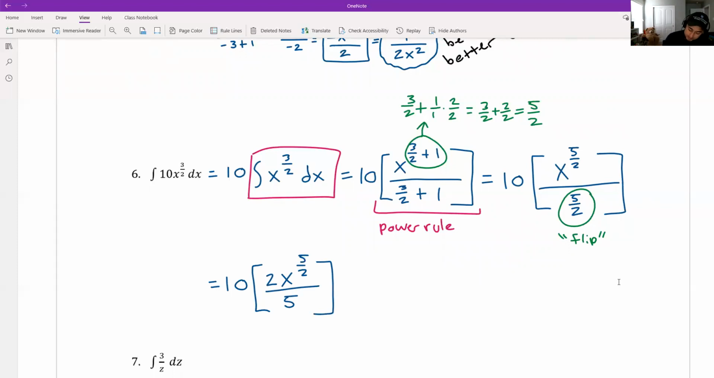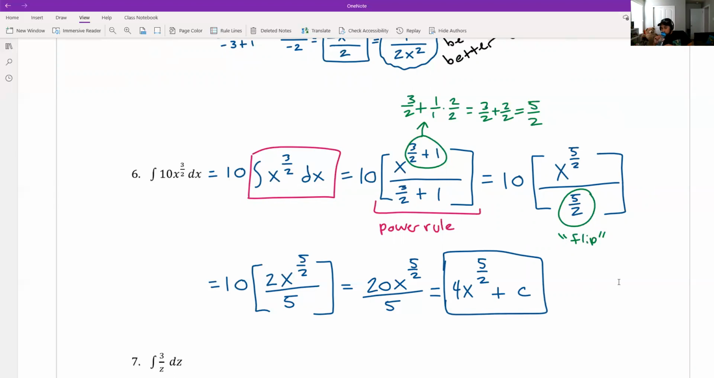Okay. Multiply the 10 in there. You get 20x to the 5 halves over 5. But 20 over 5 is 4. So we get our final answer of 4x to the 5 halves plus that lovely constant of c. There it is. All right, let's keep going.